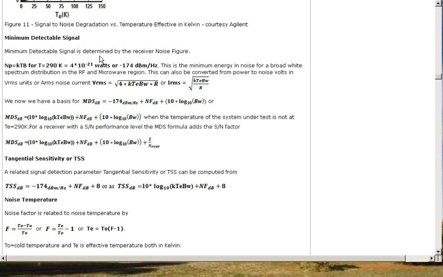Minimum detectable signal is determined by the receiver noise figure. That number is minus 174 dBm per hertz plus the noise figure in dB plus the bandwidth that you're trying to measure. That applies when the temperature of the system under test is at 290 degrees Kelvin, which is room temperature. For a receiver with the estimated performance level, it just adds the signal to noise factor.